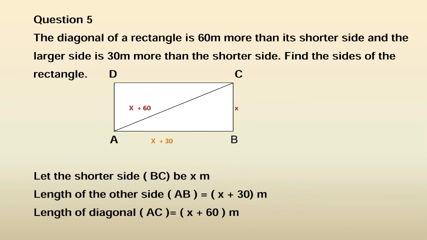So diagonal as well as one side of a rectangle is defined based on the shorter side. So let us proceed with the problem in such a way that let the shorter side be x. In this example, BC is mentioned as x. Then what is the length of the other side? As it is stated in the question that it is 30 meter more than the shorter side, that means x plus 30 meter. And AC diagonal is 60 meter more than the shorter side, that is x plus 60.